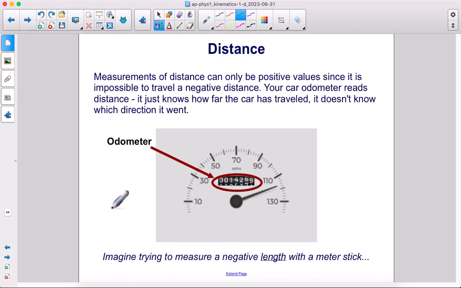Measurements of distance can only be positive values, since it's impossible to travel a negative distance. Your car odometer reads distance. It just knows how far the car has traveled. It doesn't know which direction it went. Imagine trying to measure a negative length with a meter stick.